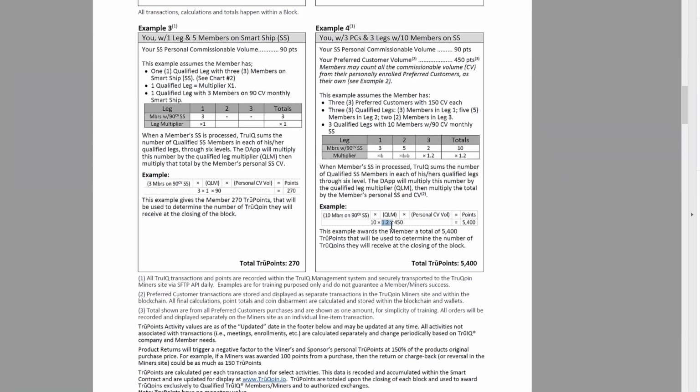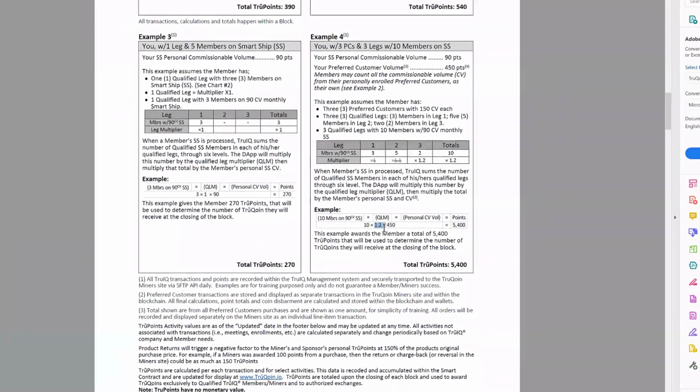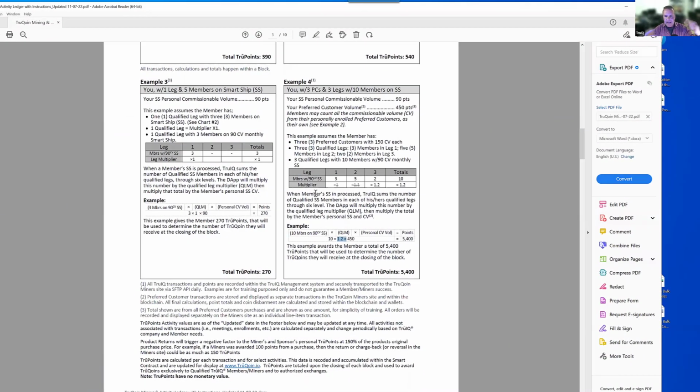And because this is a circular transactional animal that just keeps going and building and growing, it's going to keep building the value intrinsically in the coin as we build value in TruIQ. Okay. It's important you understand that connection.